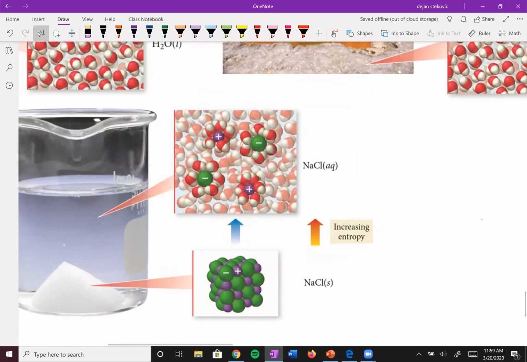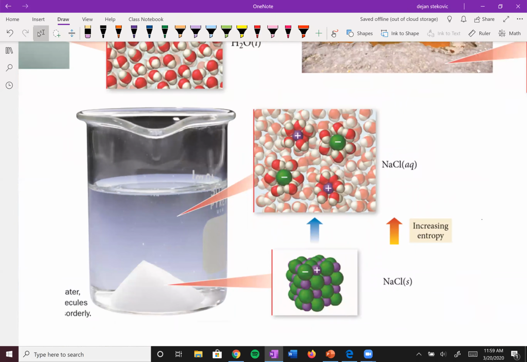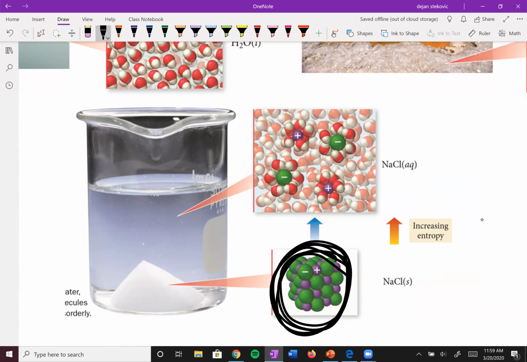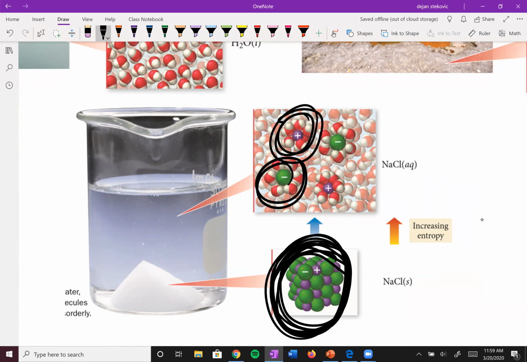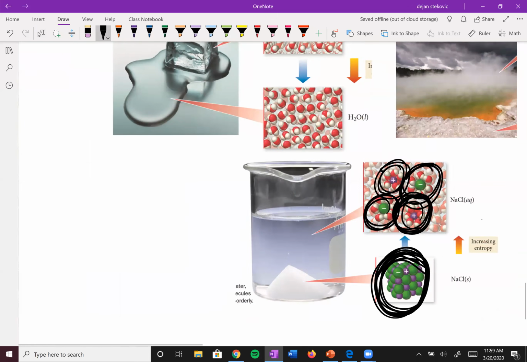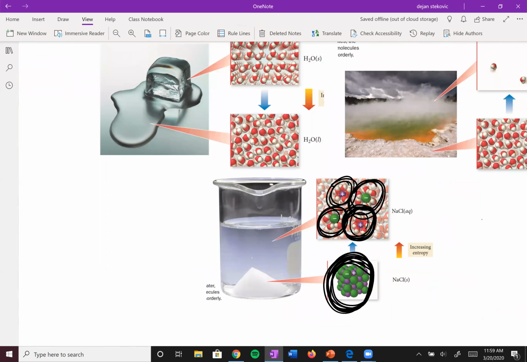And same thing when we dissolve something. When we looked at solutions, we said that even solutions that have a delta H of 0 or even a positive delta H can still occur. And we said it was because of entropy. Here you have a nice ordered system of positive and negative charge. And then here you have a more random, more disordered system where your matter and your energy are more dispersed throughout the system, an increase in entropy.